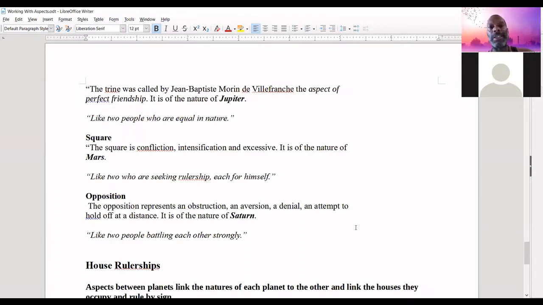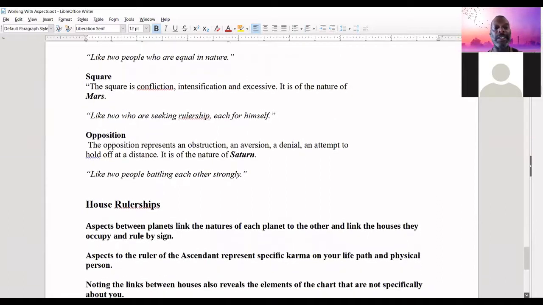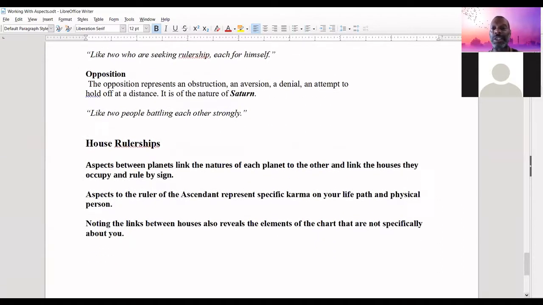Another thing I might say about the opposition is there is an on again, off again. It can be, oh, now I have it, now I don't. Here it is. Off it went again. Oh, wait, there it is. Oh, no, it's gone. So it can be that kind of seesawing expression, like two people battling each other strongly.